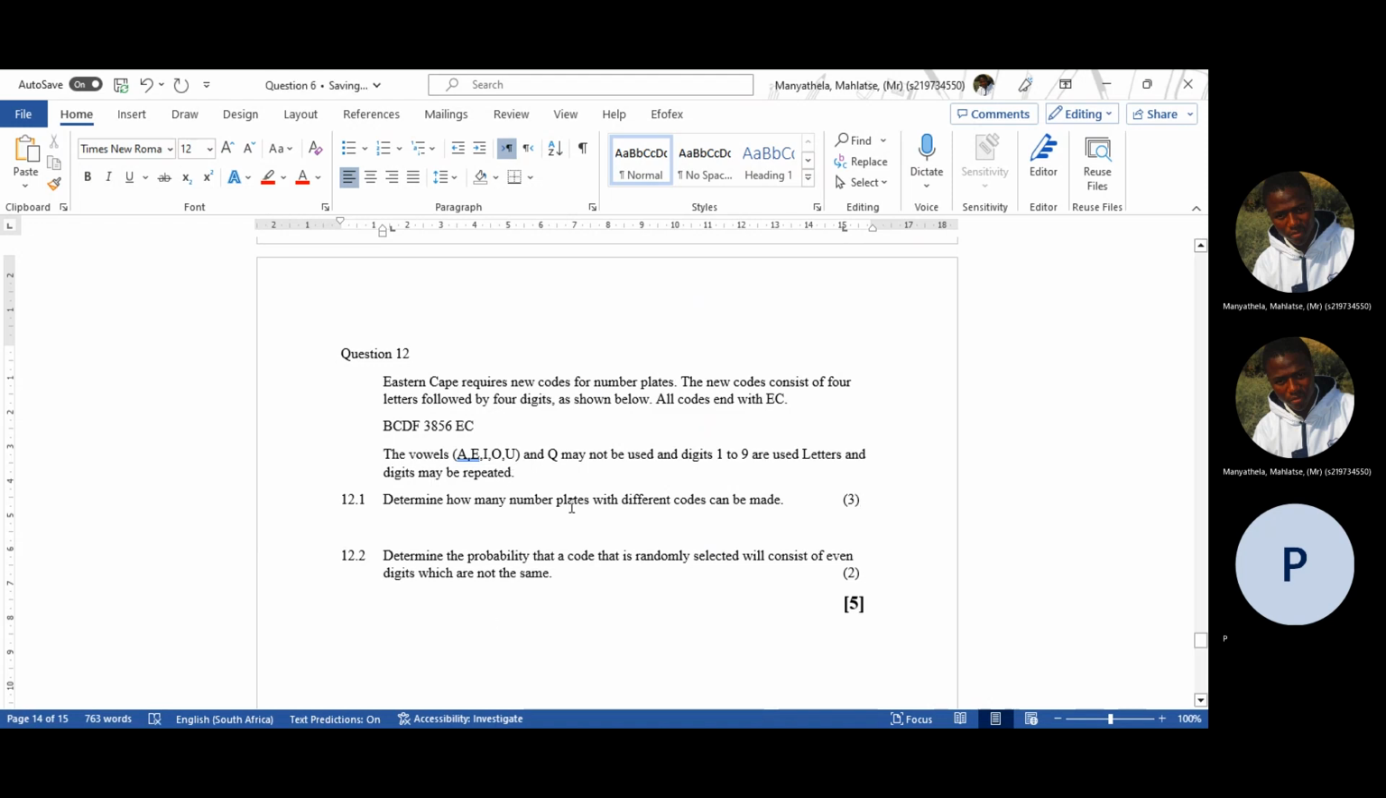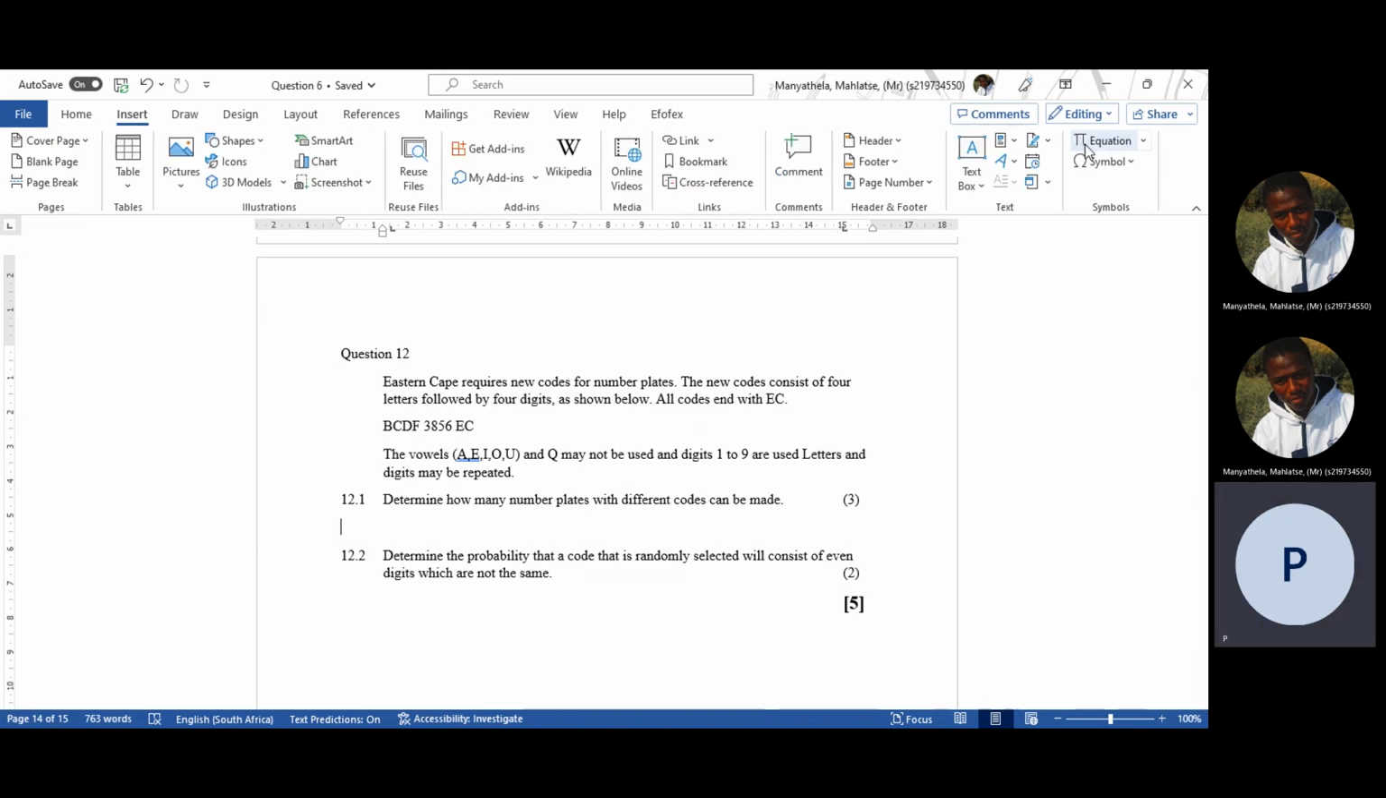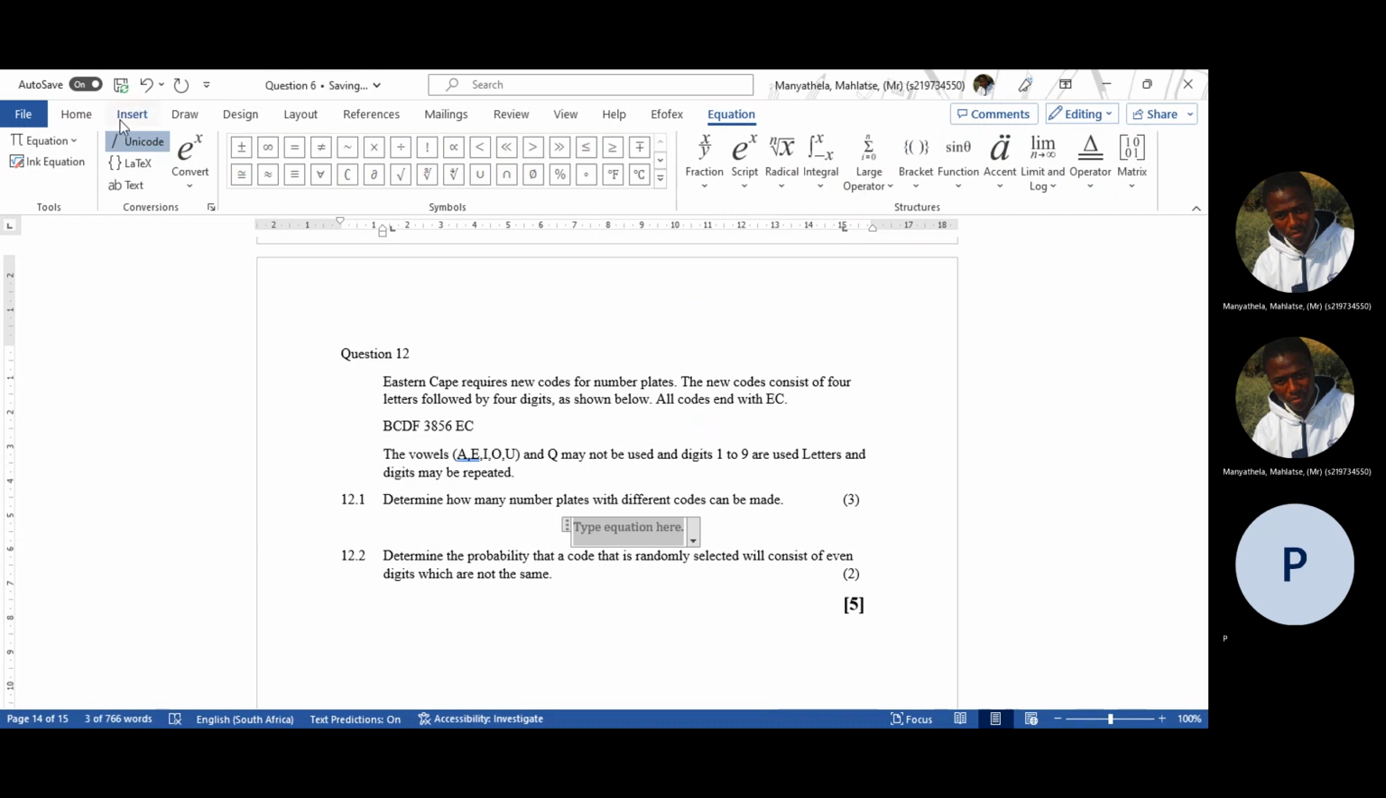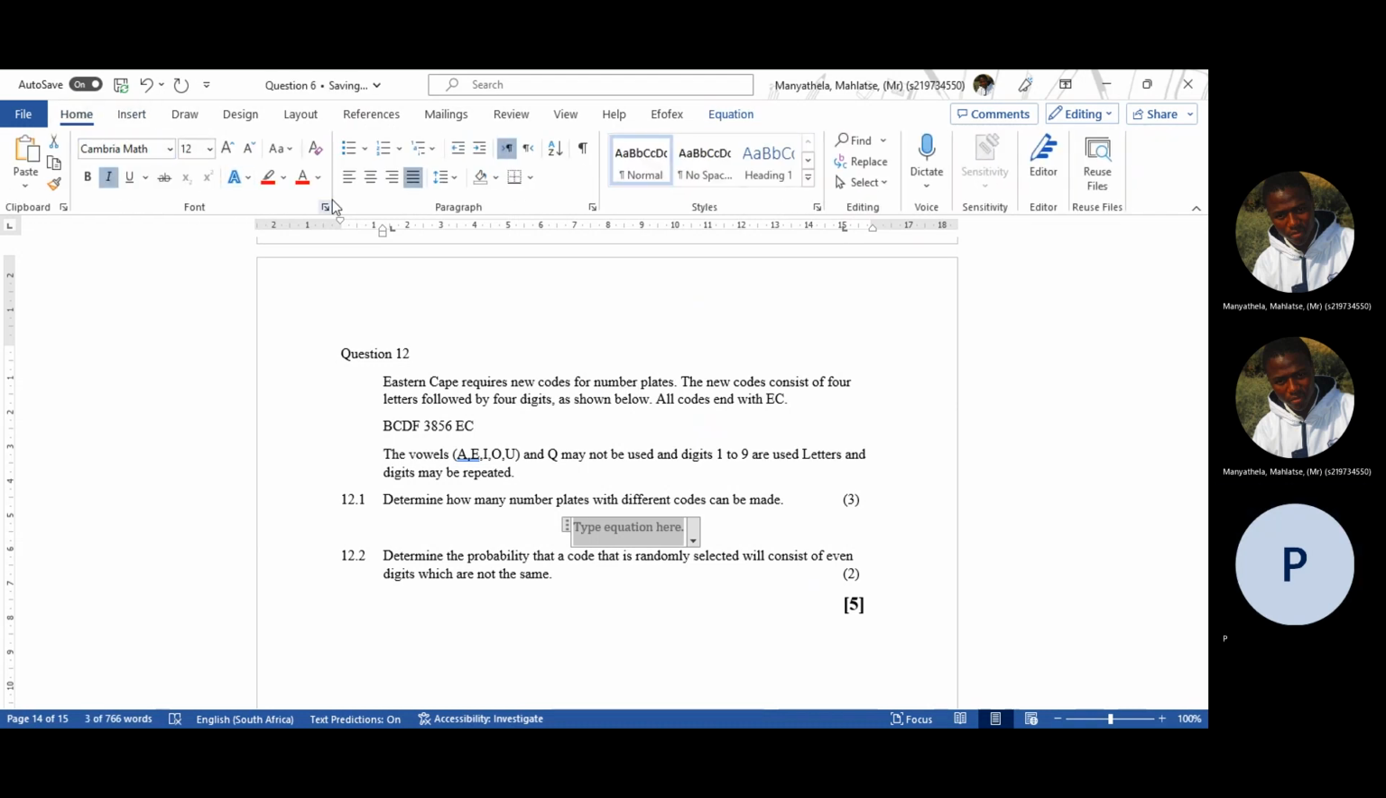We are going to determine how many number plates with different codes can be made. So n codes is equal to... they're saying these letters cannot be used.